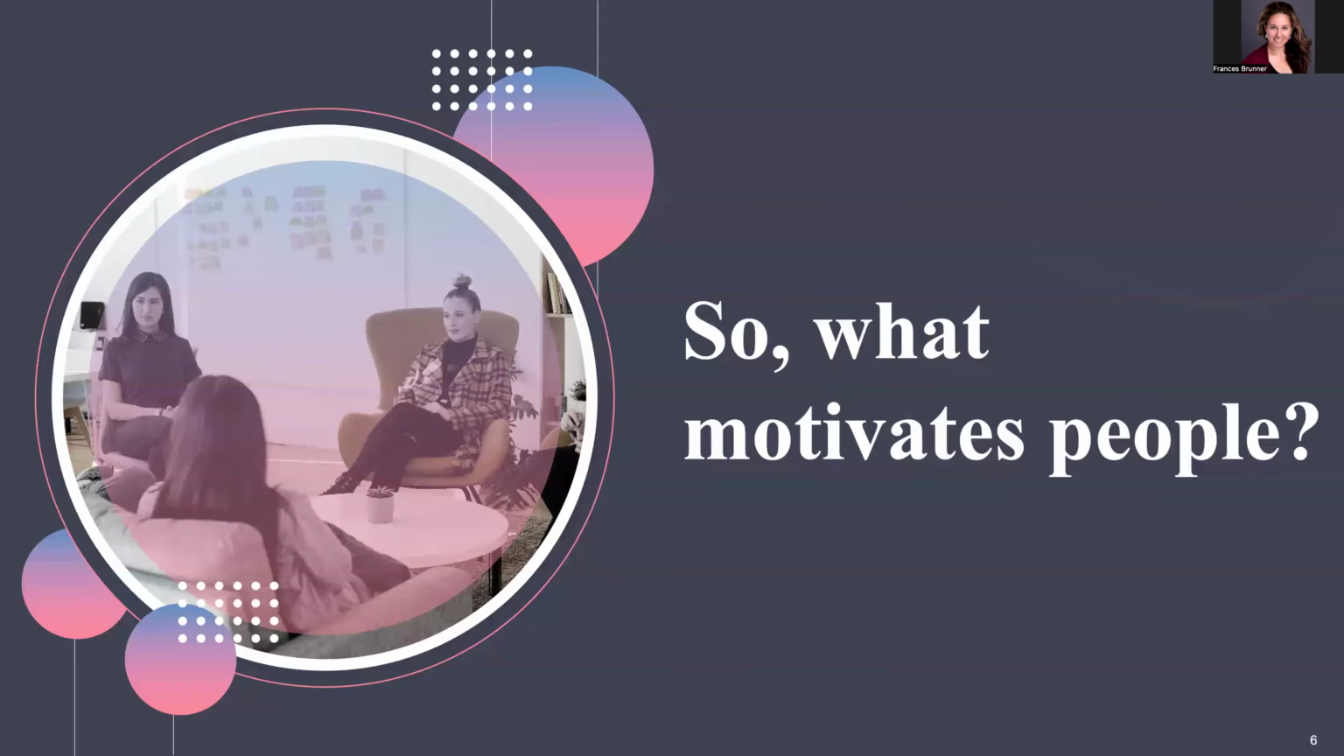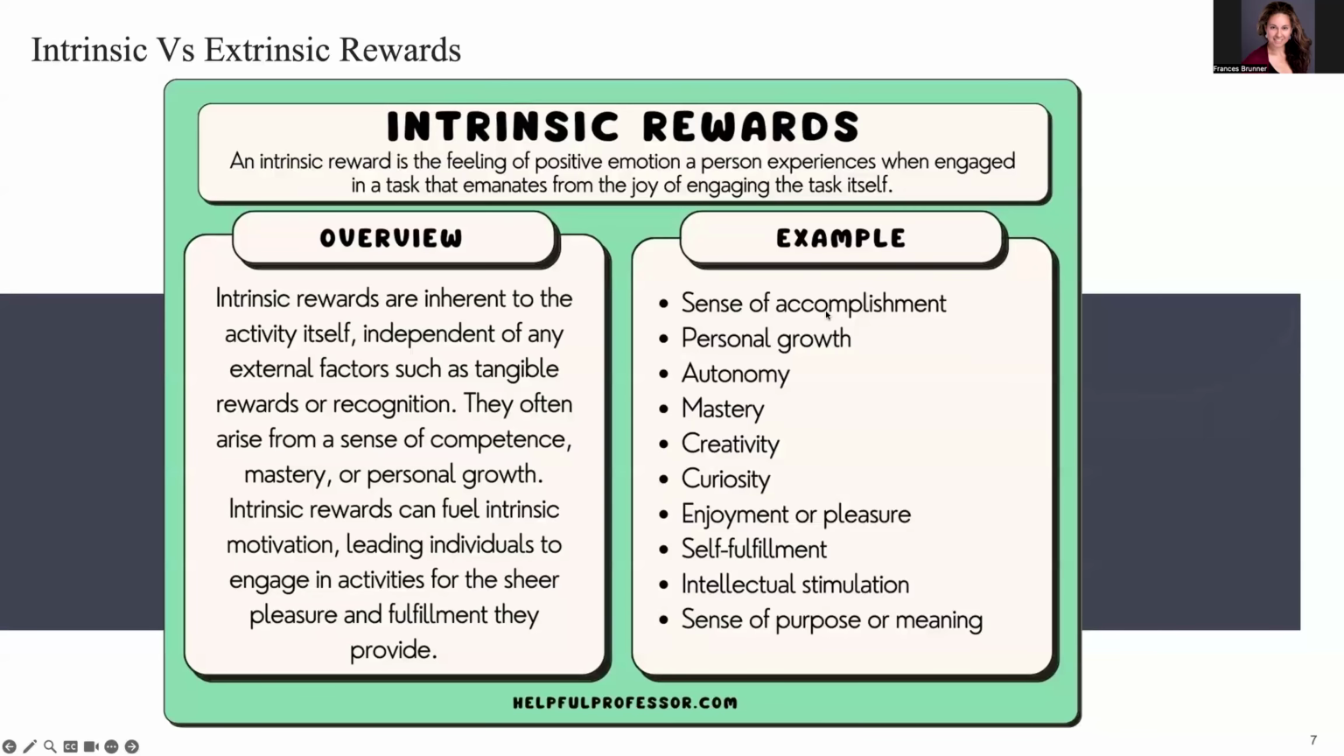So, what exactly does motivate people? Individuals can be motivated by different things. Some need to hear that they're doing a good job. Others aren't satisfied until they receive a reward or reach a goal. People are motivated by one of two factors. They're either motivated by intrinsic rewards or extrinsic rewards.